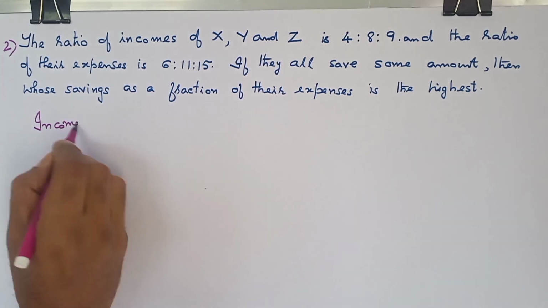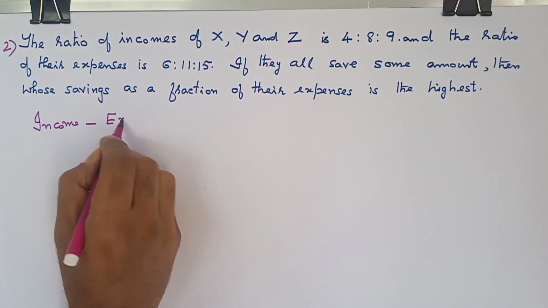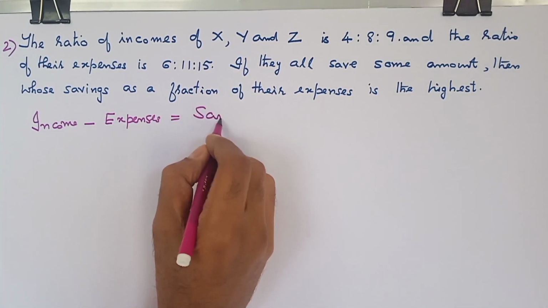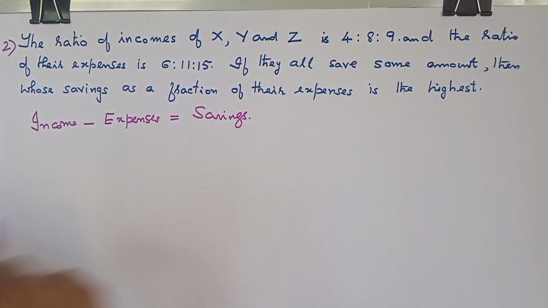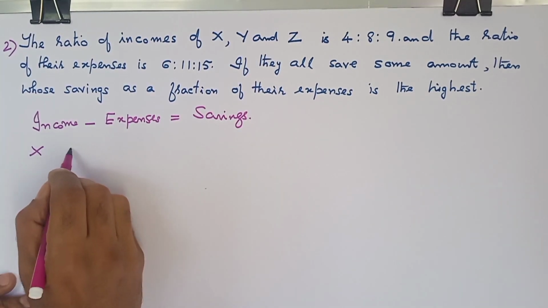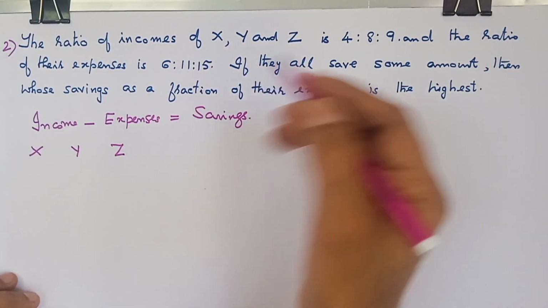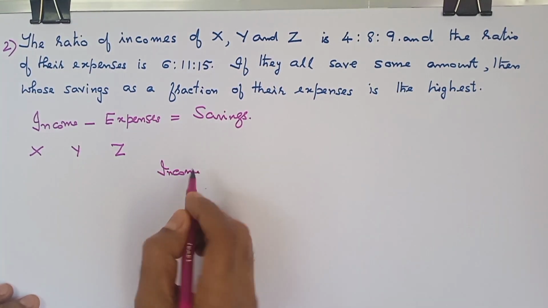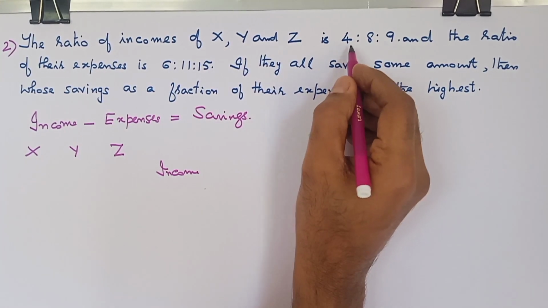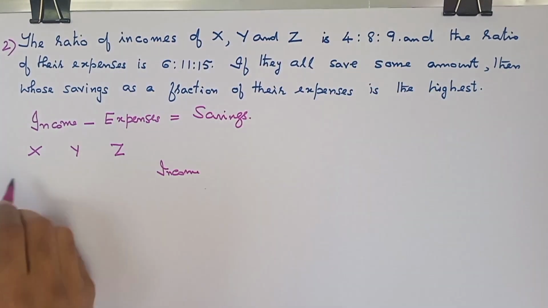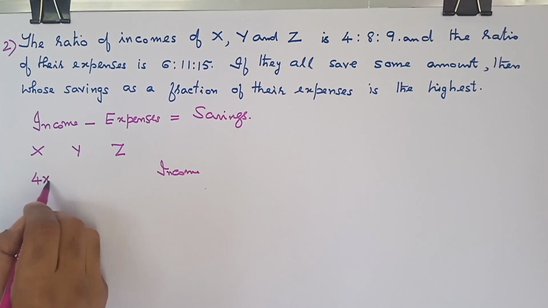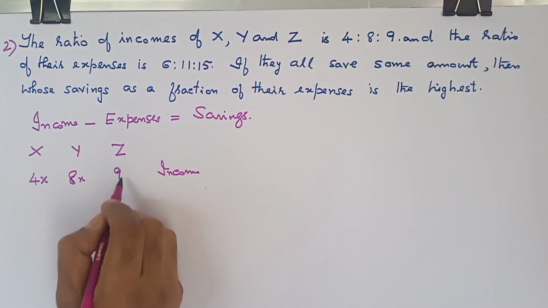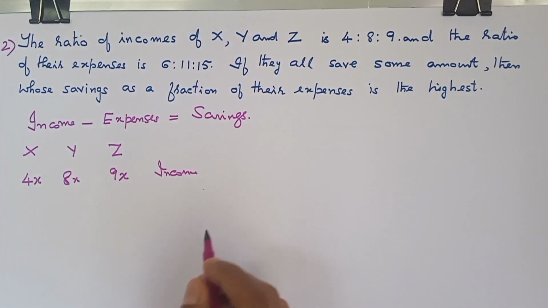Income minus expenses equals savings. Let us write first the income of the three people. It's a ratio 4:8:9. What does that mean? Some multiples of 4, 8 and 9. These are the incomes of the three people.